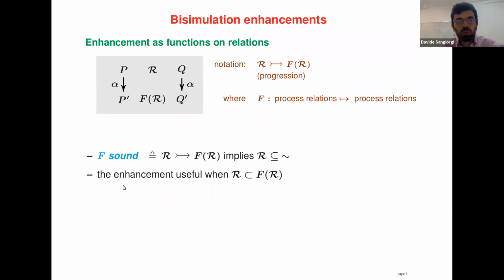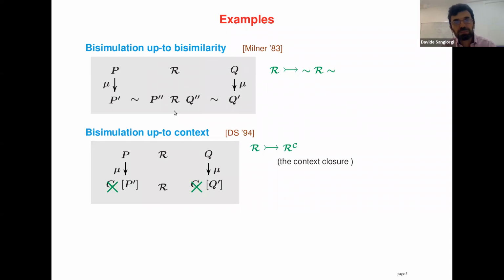Furthermore, for the enhancements to be useful, R must be smaller than F of R. Why that? Because when you have this diagram, you have to prove this challenge-response diagram for each pair. So if your candidate relation is smaller, then you have fewer pairs to check, so you have less work to do. Briefly, the goal of the enhancements is to be able to work with relations that are as small as possible, so to have less work to do.